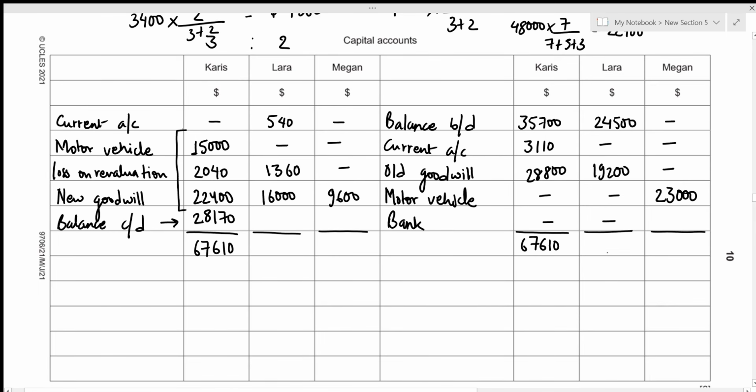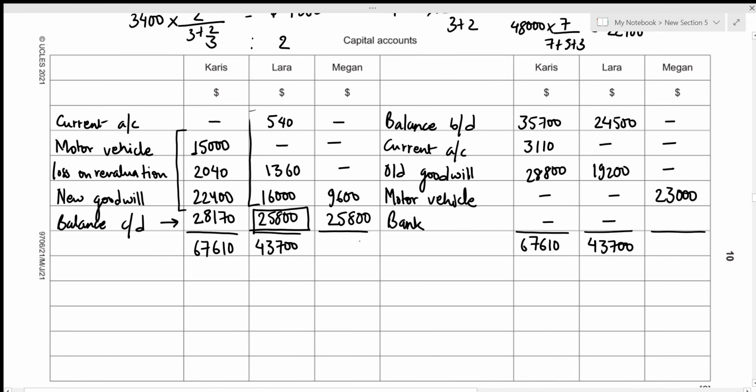We repeat the same process for Lara. So that's going to be 24,500 plus 19,200, which gives the total to be 43,700. So that's 43,700 again. For the balancing figure, we need to subtract all these amounts from the total. So that's 43,700 minus 540 minus 1,360 minus 16,000, which gives the balance c/d to be 25,800. Now, this is the amount that should be equal to the closing balance on Megan's capital account as well. So that's going to be 25,800.